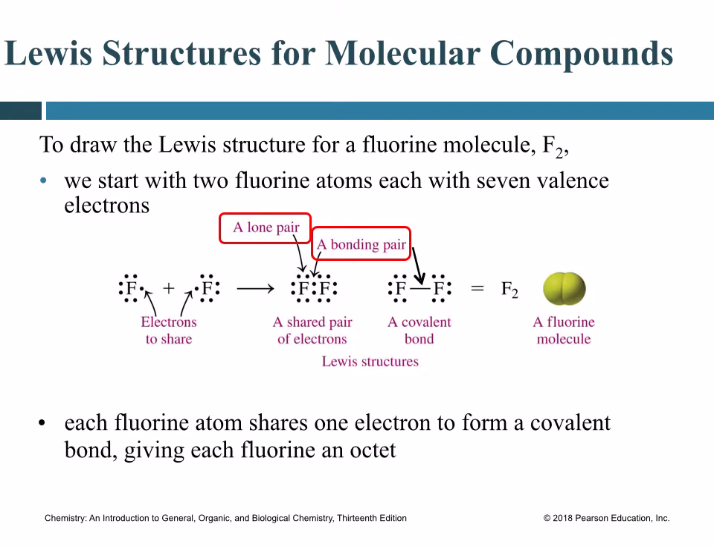The number of electrons a non-metal atom shares and the number of covalent bonds it forms are usually equal to the number of electrons it needs to achieve a noble gas arrangement. So fluorine shares 1 electron, so it usually forms 1 covalent bond.